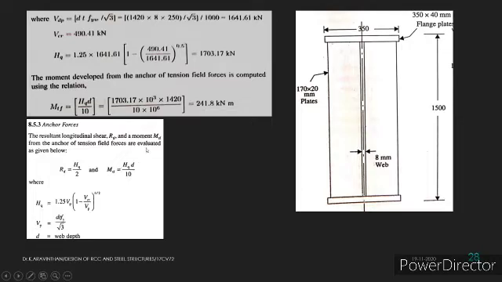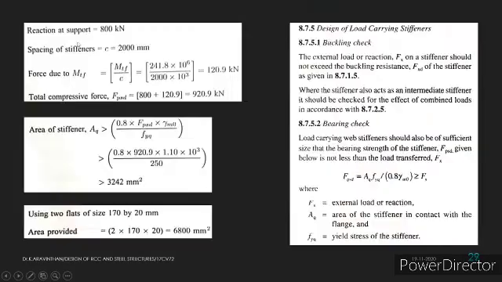Okay, the moment at the tension field we have found out, and we know that the support reaction is 800 kilonewton, which is the shear at the support, and the spacing of the stiffener C is 2000 mm. So in order to find the tension field force due to this moment, this is the force we are identifying due to this moment, it is 241.8 into 10 power 6. We are converting kilonewton meter into newton mm, hence we are multiplying by 10 power 6.